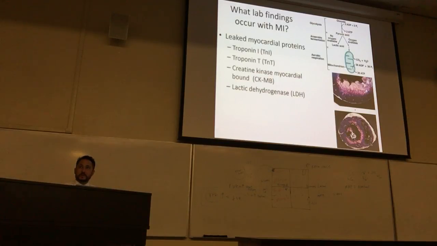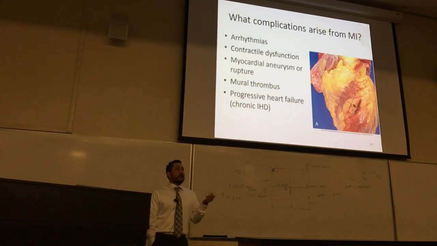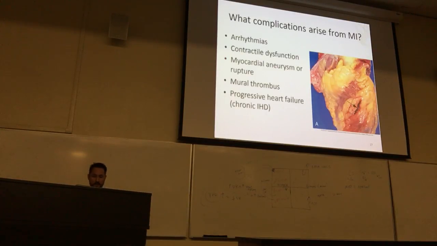So we have a myocardial infarction. What are some of the complications that can show up as a result of it? Well, number one is we can have arrhythmias, especially if it's targeting or involving any tissue that's associated with the electrical conductivity that's being sent throughout the heart. We have, maybe obviously, contractile dysfunction. We could have a myocardial aneurysm or a rupture. And this in and of itself could lead to a mural thrombus, which is what you're seeing right here. You're seeing a rupture with mural thrombus in this picture.